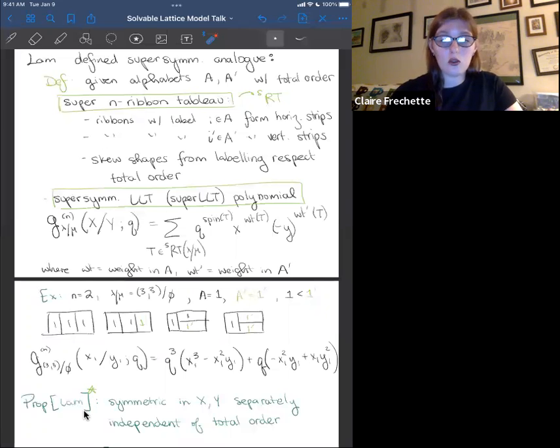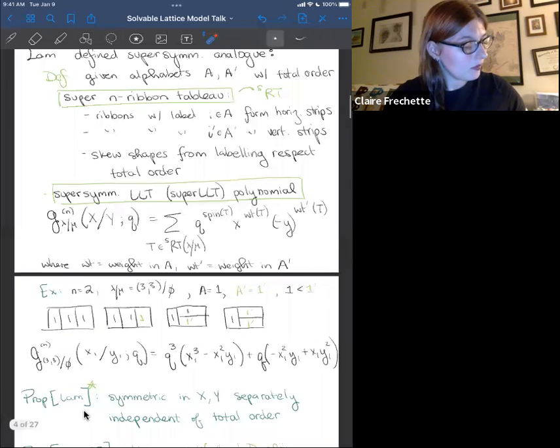So frequently the two total orders we're going to pick are the whole first alphabet is bigger than the whole second alphabet, or vice versa. It turns out it doesn't matter at all. And Lam originally proved this via an operator definition. We are going to give a lattice model proof of it later as well.